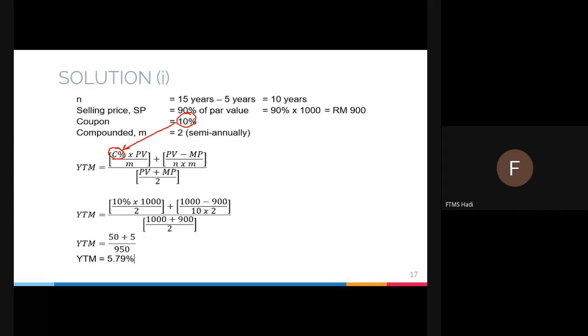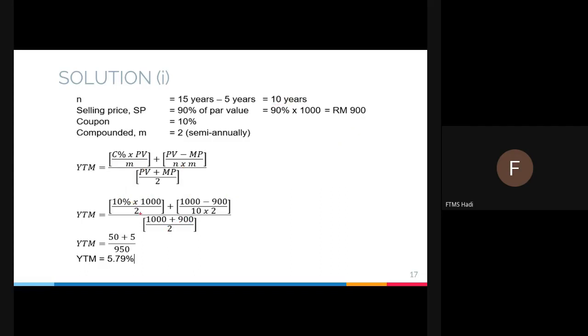Compounded, which is M is equal to 2 because of semi-annually. So put in this formula and then transfer C 10%, par value 1000, M is 2, which is semi-annually. And then PV 1000, MP here 900, which is SP. MP and SP are the same thing, apologies for typing SP. Selling price and market price. 100 divided by 10 multiplied by 2, which is 10 years multiplied by 2, over 1000 plus 900 divided by 2.